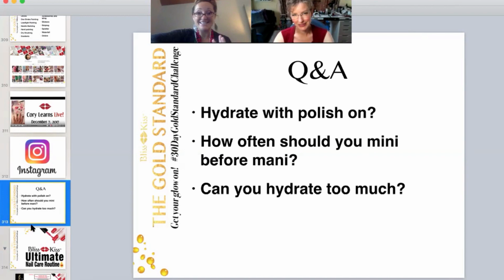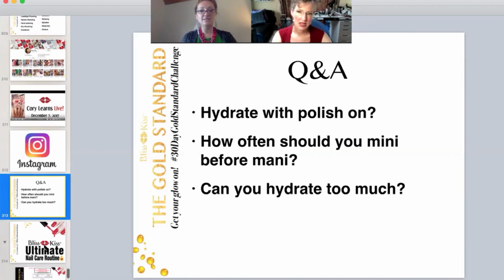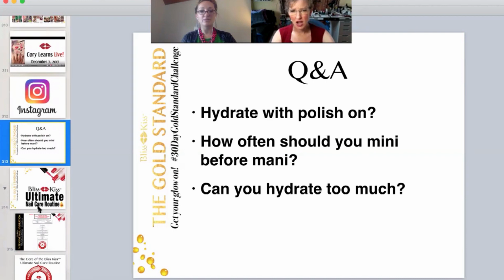Can you hydrate too much? Yeah, there's a level of saturation. Hydrate too much in terms of hurting? No, I don't think it really hurts. I think it's wasteful. You're going to get to a point where the body's not going to absorb anymore. It's just like if you drink way too much water, you're just going to flush it right back out. Your body can only absorb so much. Wait, how often should you do a mini before mani? Did we skip that? Well, we're going to talk about that next.